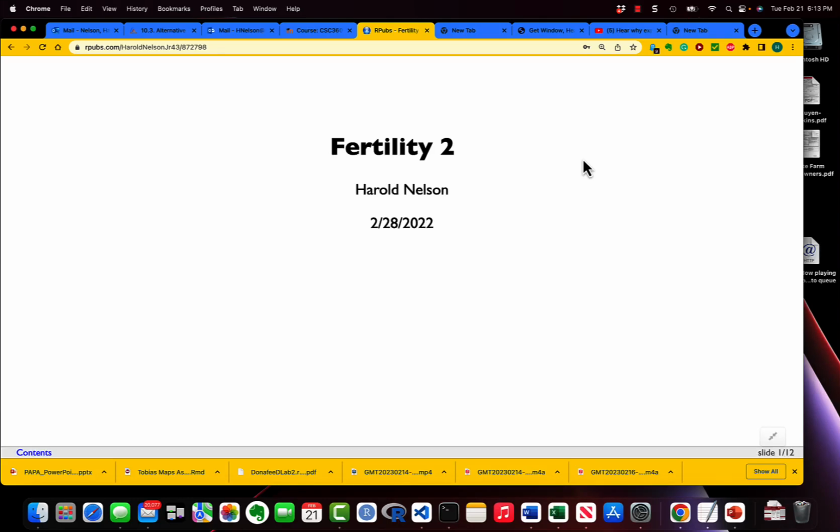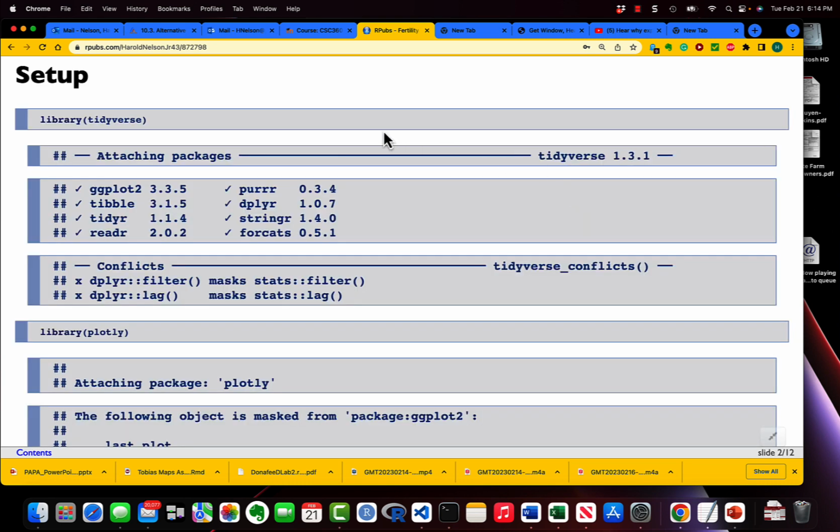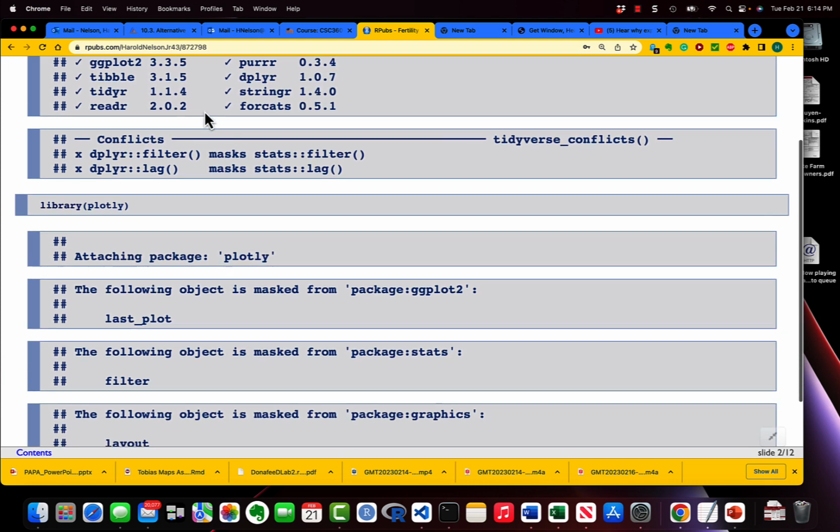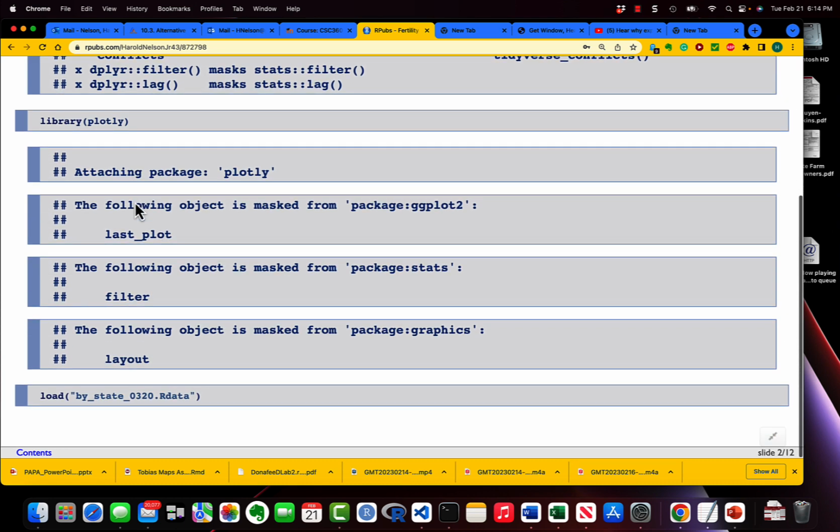Okay, this is my second slideshow on fertility, and let's see where we are going. As always, the first thing in anything is library tidyverse, and for this we also need library plotly, and then we need the data. We're using by state 320, since 321 is not available. Unfortunately, it looked like it was available, but it was not. Okay.